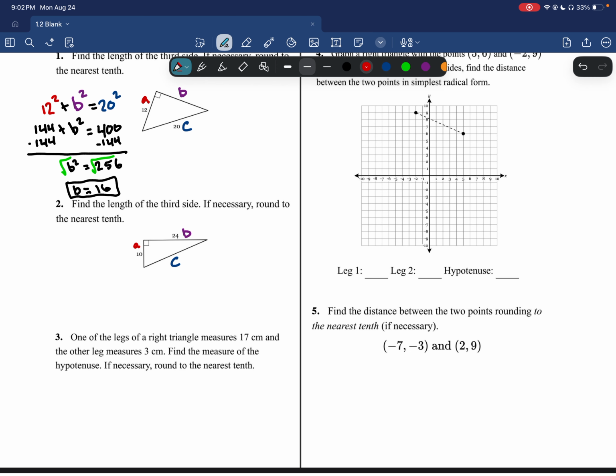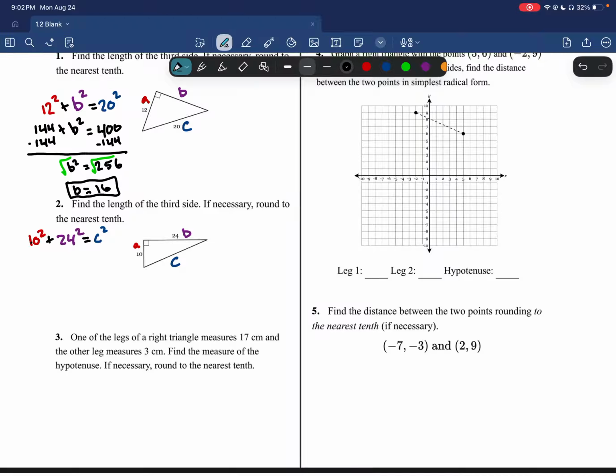All right, so I've got A squared plus B squared equals C squared. So 10 squared plus B squared, which is 24, so 24 squared, and that's going to be equal to C squared, which I don't know what C is, so I'm going to put a C there. Okay. And then we just go through and solve this.